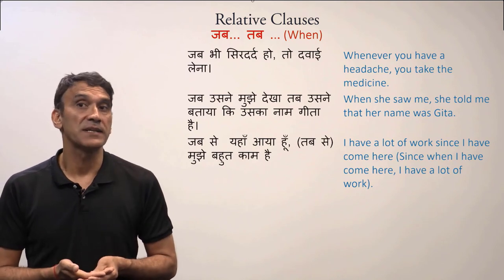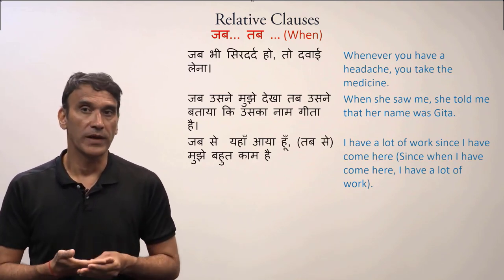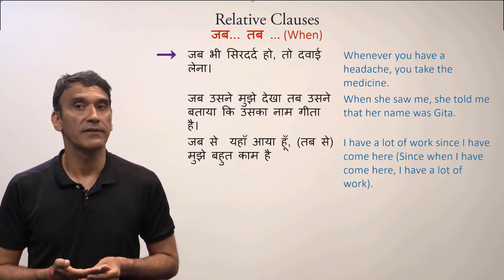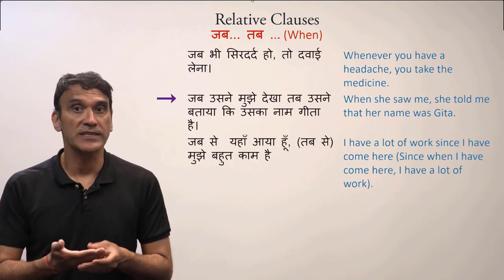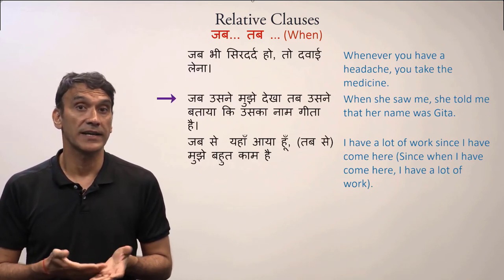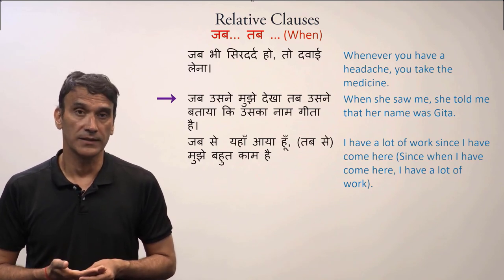Let's now take some example sentences with the relative word jab. The English translation would be when. Jab bhi sir dard ho to dawai lena. Whenever you have a headache, you take the medicine. Jab usne mujhe dekha, tab usne bataya ki uska naam Geeta hai. When she saw me, she told me that her name was Geeta.